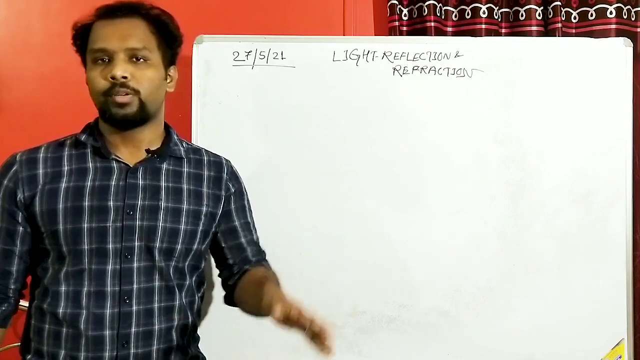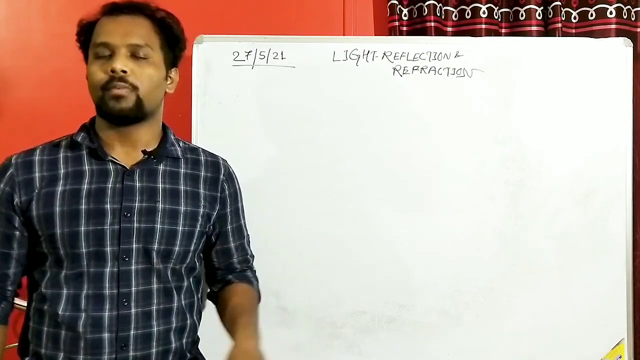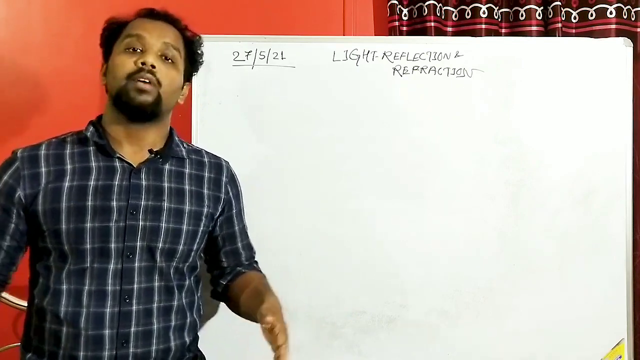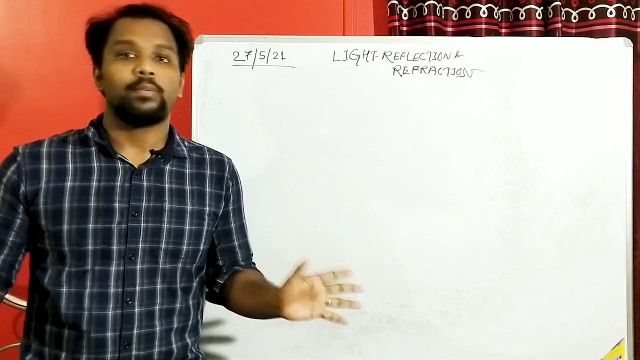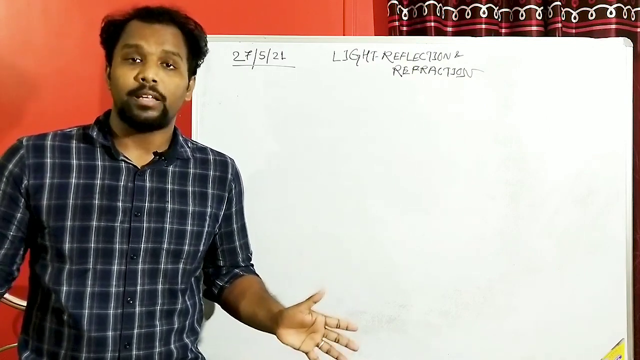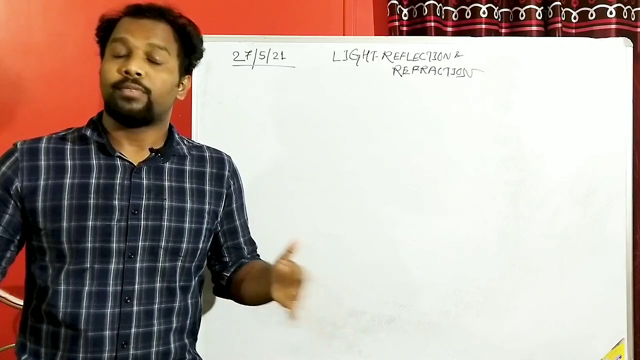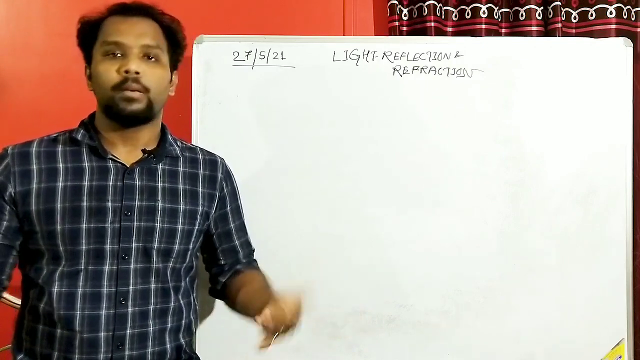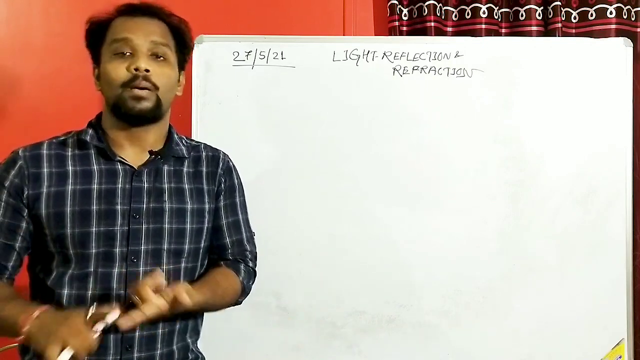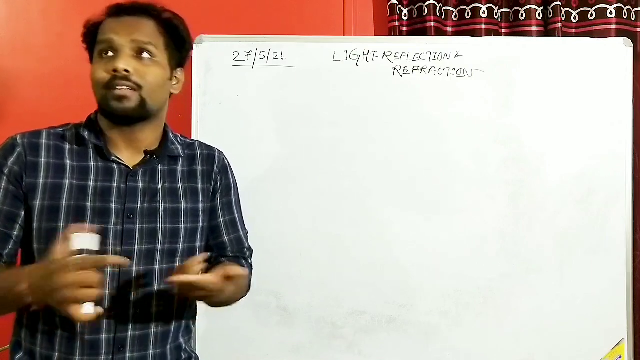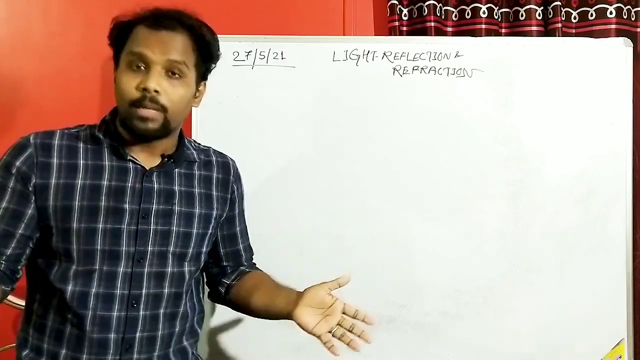In the first video of refraction, that is part 6, we discussed what refraction is. Then we studied what refractive index is, and how refractive index varies medium by medium. We understood the concept of absolute refractive index, then the concept of relative refractive index, right?